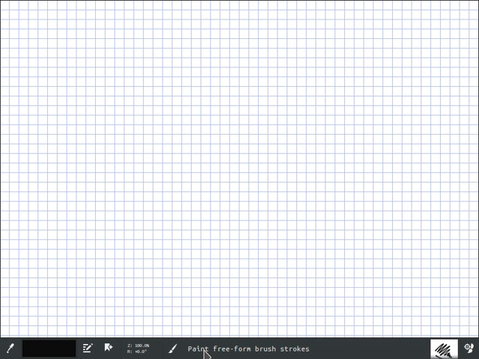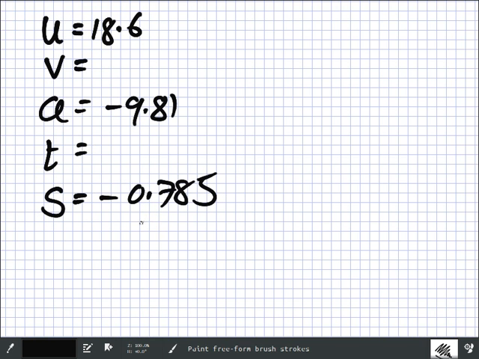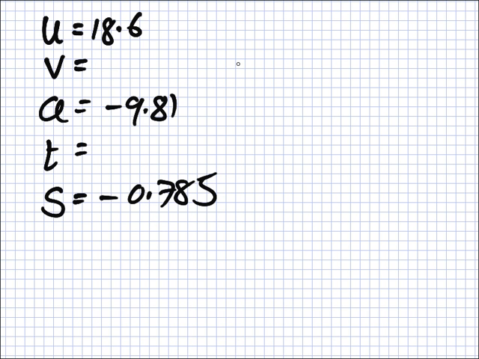So far, no big problems, right? A ball is thrown vertically upwards at 18.6 from a height of 0.785 above the ground. Determine the maximum velocity. Right. So u is 18.6. v, don't know, is what we want to know. a is minus 9.81. t, we don't know. And s is minus 0.785. We're looking for v and also t. V squared equals u squared plus 2as.